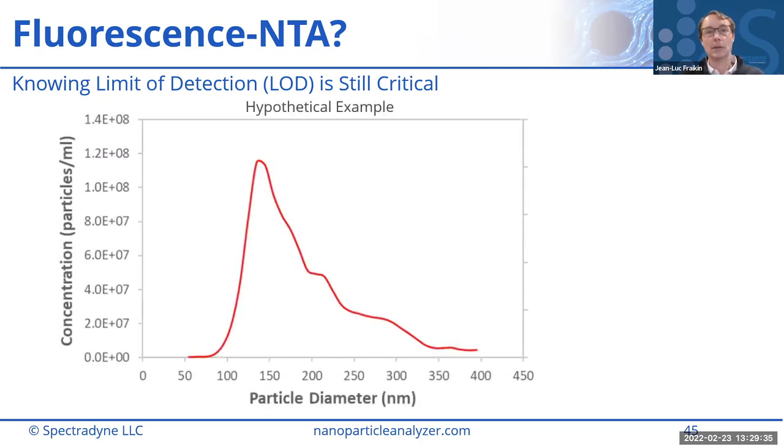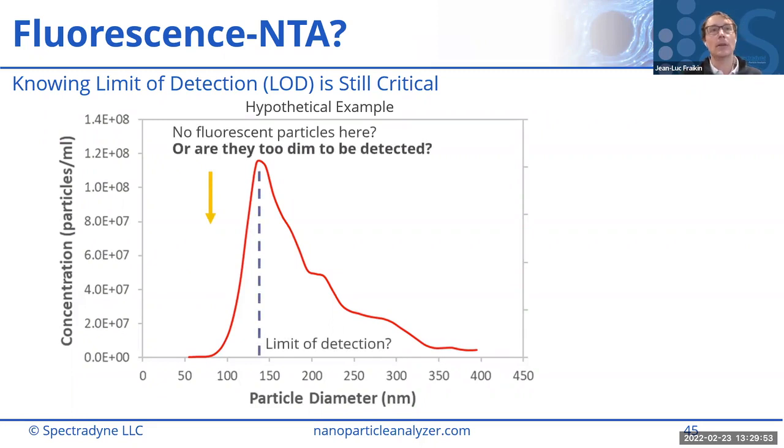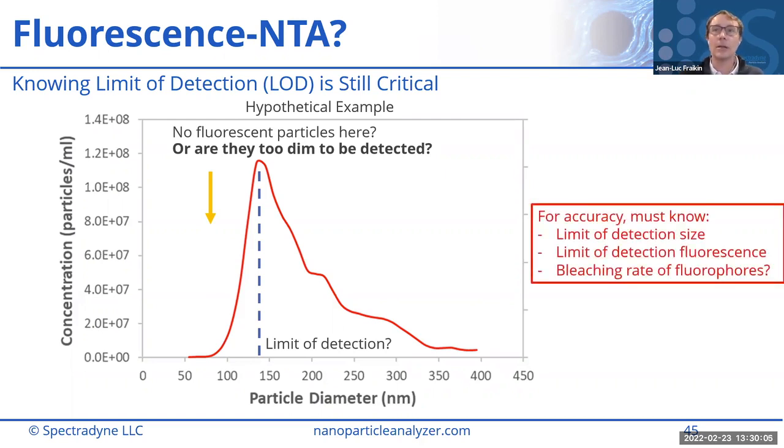So here's a hypothetical example showing a peak in the size distribution at around the same diameter. Okay, so if your fluorescence NTA instrument returned to you this data, would you say that there are no fluorescent particles here? Or would you say that maybe they're just too dim to be detected by the fluorescence detector on the instrument, and where is the limit of detection of this system? So this is the important question, and I don't have an answer, but I encourage you to try and find it.